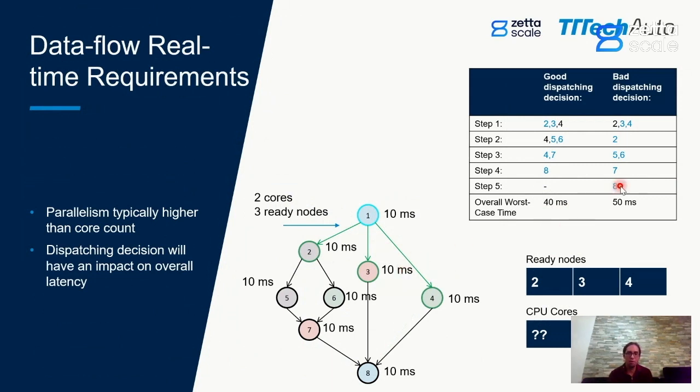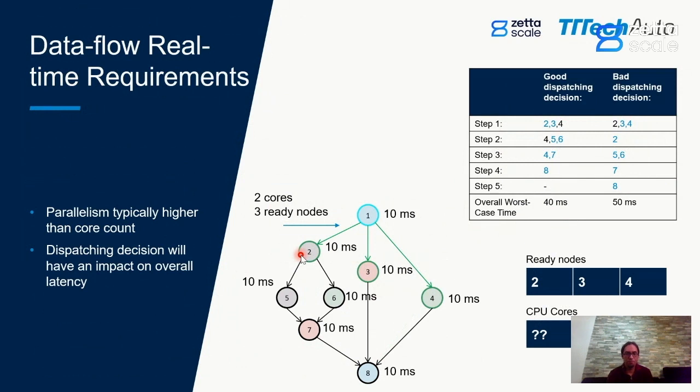And we already see, I'm not going through the whole trace, but just to illustrate the point, if we dispatch nodes 2 and 3 first, we will get an overall latency of 40 milliseconds. However, if we decide to dispatch 3 and 4, we will get only 50. Why? Because in the second step, the only node that could be executed is this node 2, because nothing else is ready. And therefore, we are not utilizing the CPU efficiently because one core will go idle, and therefore the overall execution time will be longer.